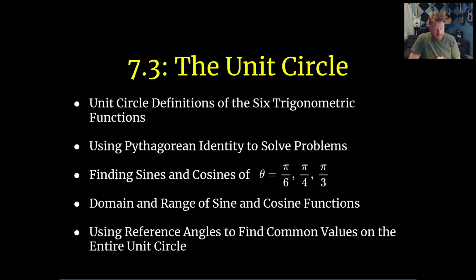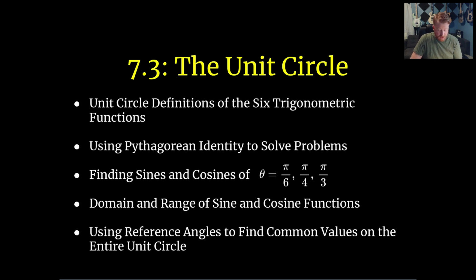Today we're going to be covering the unit circle. So we'll start off by looking at the definition of the unit circle and then look at the definition of all 6 trig functions using the unit circle. Then we'll look at the Pythagorean identity to help solve problems. As you might imagine, that is very closely related to the Pythagorean theorem.